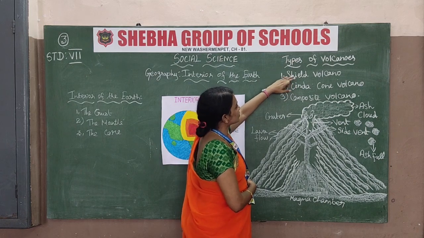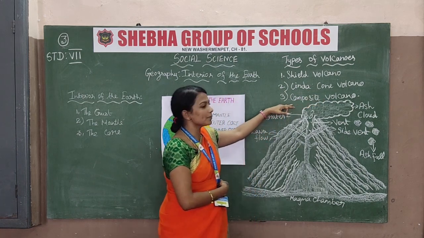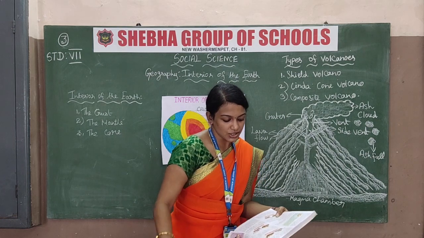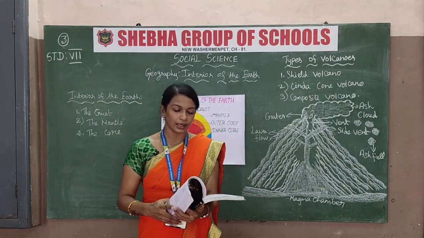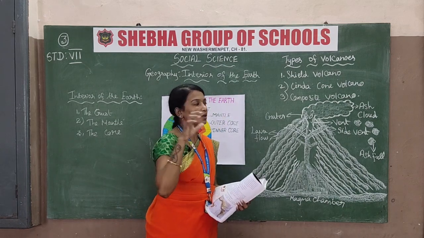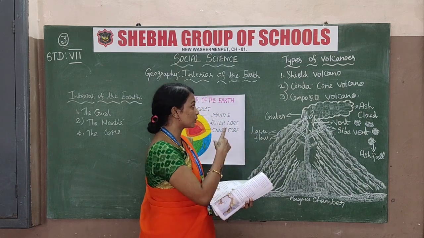The first one is a shield volcano, the second is a cinder cone volcano, and the third is a composite volcano. The shield volcano is formed by quiet eruption of lava with a low silica content. Actually, in the shield volcano the silica content is very low, so the eruption is also very low. And the next one is a cinder cone volcano.